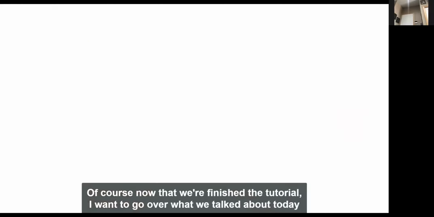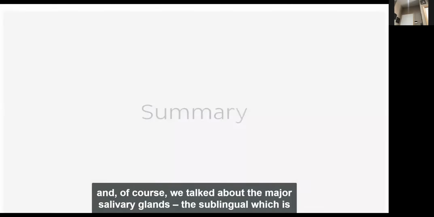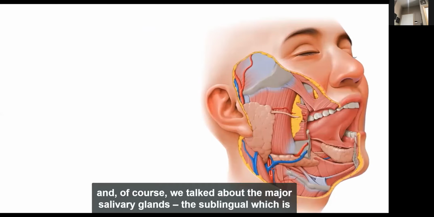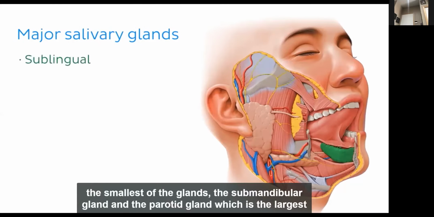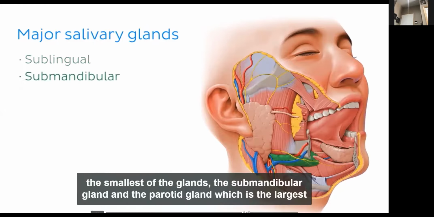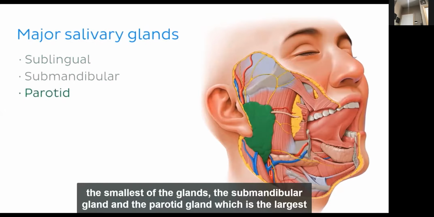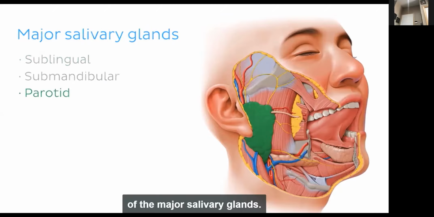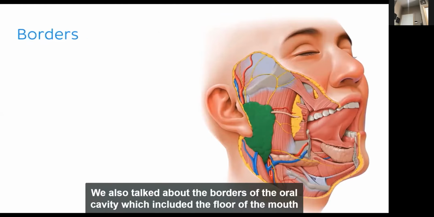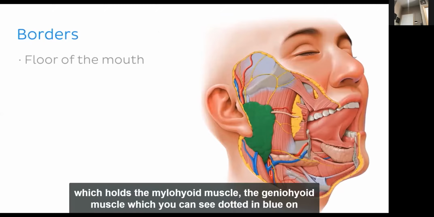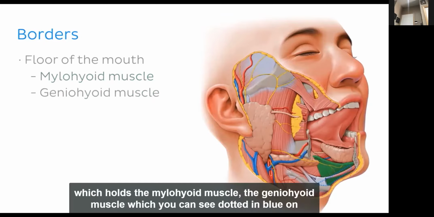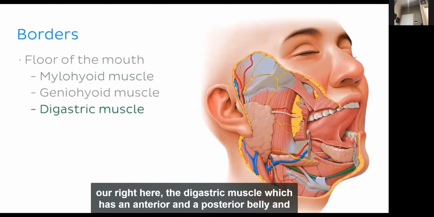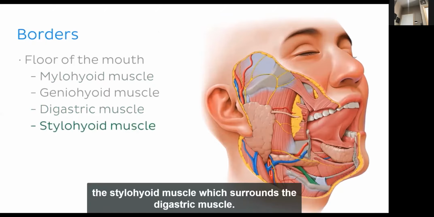Of course, now that we've finished the tutorial, I want to go over what we talked about today. And of course, we talked about the major salivary glands, the sublingual, which is the smallest of the glands, the submandibular gland, and the parotid gland, which is the largest of the major salivary glands. We also talked about the borders of the oral cavity, which included the floor of the mouth, which holds the mylohyoid muscle, the geniohyoid muscle, which you can see dotted in blue on our right here, the digastric muscle, which has an anterior and posterior belly, and the stylohyoid muscle, which surrounds the digastric muscle.